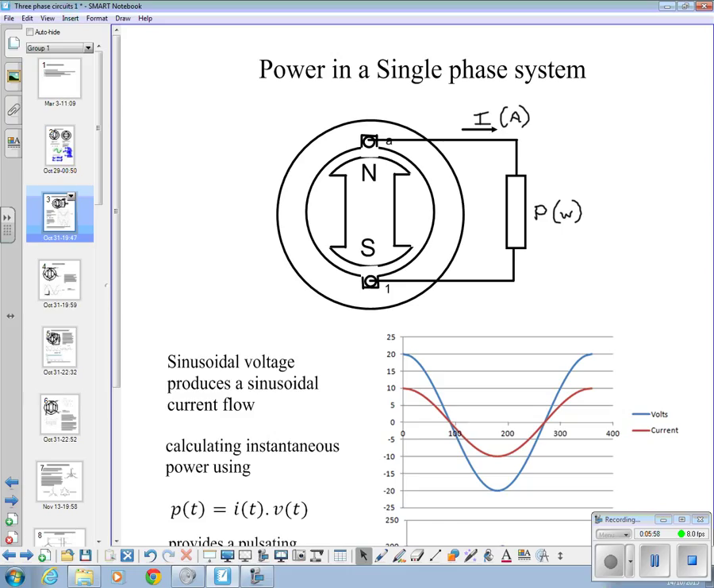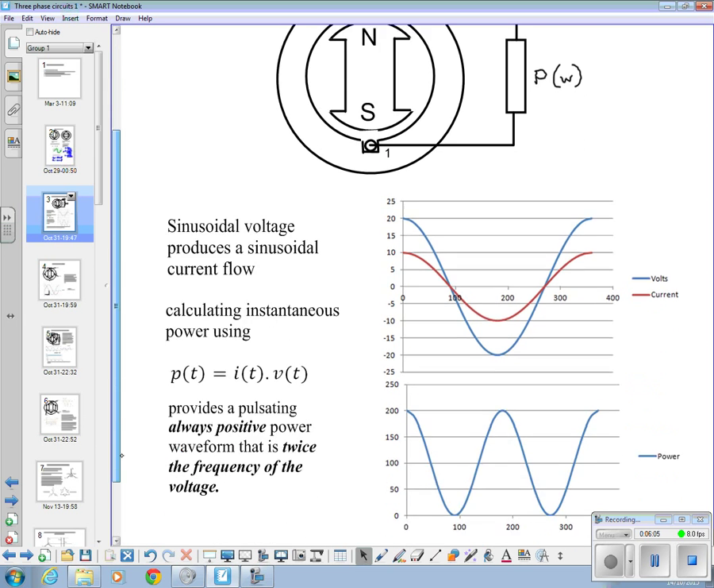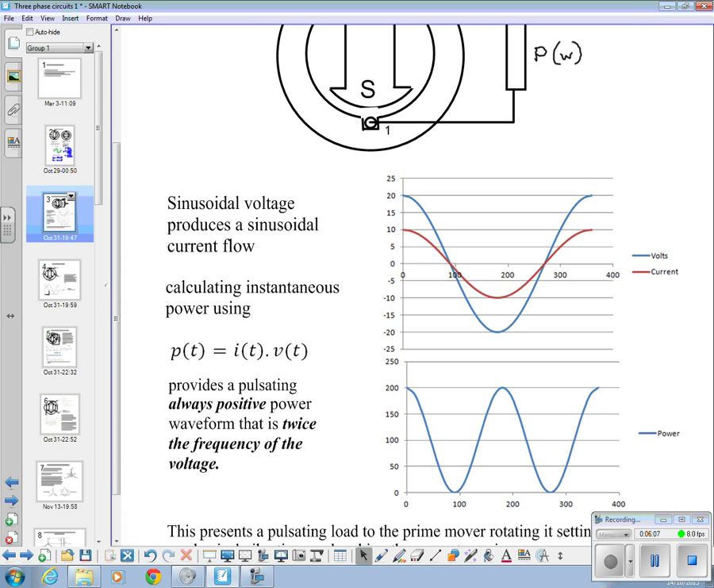If we then, over that full cycle period, calculate the instantaneous value of power at all the points, using that formula there, what we get out is this pulsating waveform sitting on the zero power line. And there are 2 power pulses for every complete cycle of the AC mains.